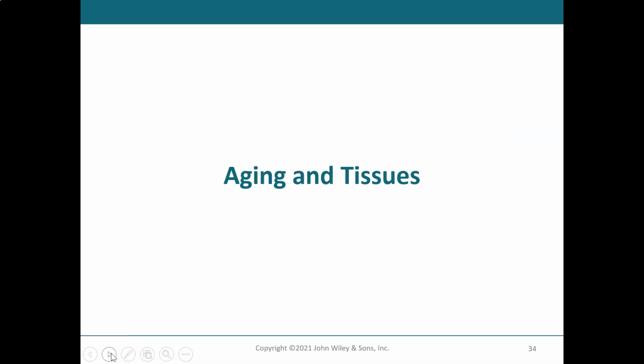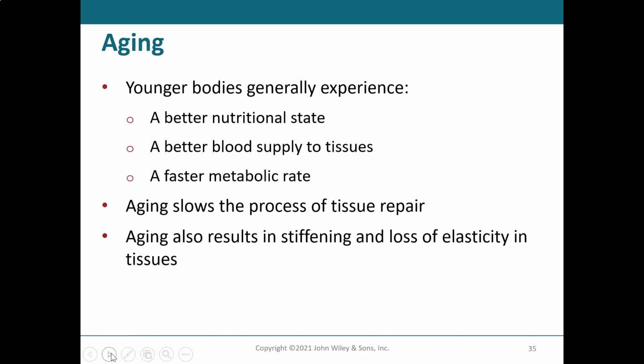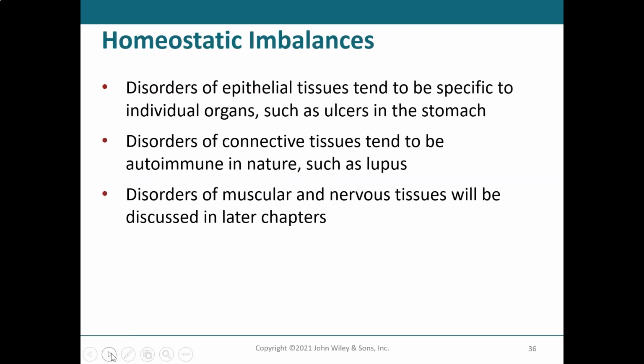In terms of aging and tissues, a couple of things to make note of. Young people's tissues repair rapidly and efficiently. That process of tissue repair becomes a little bit more difficult as we age. A couple of reasons for that. Certainly younger bodies have a better nutritional status, better blood supply, and the metabolism is much faster in those that are younger. Aging slows the process of tissue repair, so as you age, it takes a little bit longer to heal. Aging also results in stiffening and loss of elasticity in some tissues, and that's of importance in a number of different conditions and pathologies.